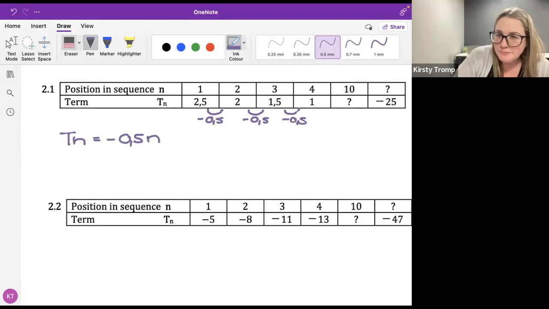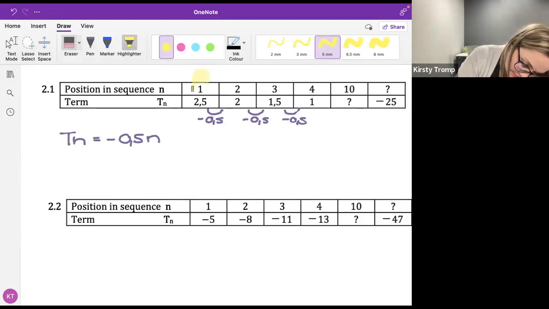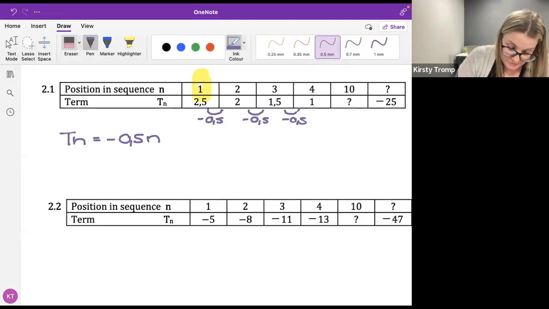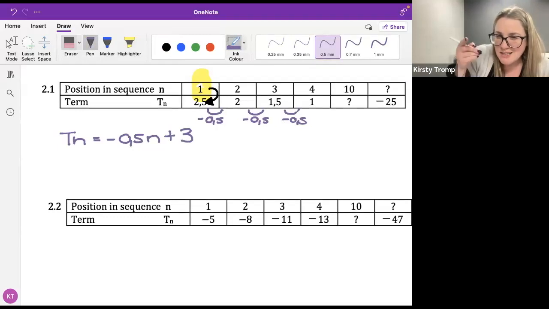Happy so far? Yes, ma'am. Okay, cool. So now, how do I get from saying 1 times -0.5, which gives me -0.5, all the way to 2.5? What do I do? Do you agree that maybe I need to add 3? Does it make sense? Yes, it makes sense. Should we check, Tando? Yes, ma'am. Let's go do this one.